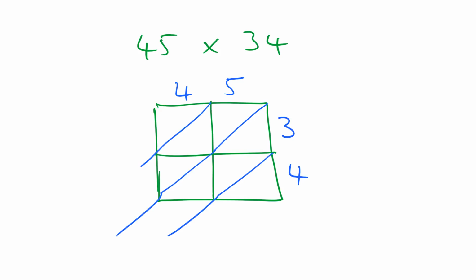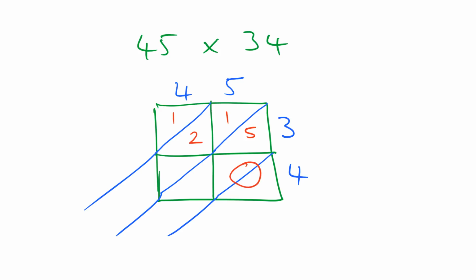Okay, like that. It doesn't have to be super neat, but it needs to be neat enough for you to use the numbers properly. We'll start putting the numbers in then. This box here would have to be 5 times 3, so 15. This box here would be 4 times 3, so we just write a 12 in there.